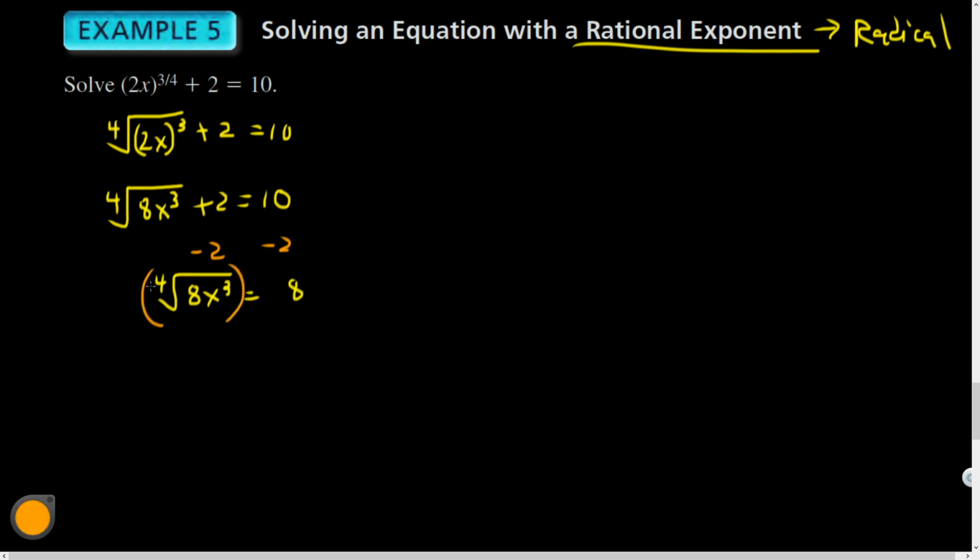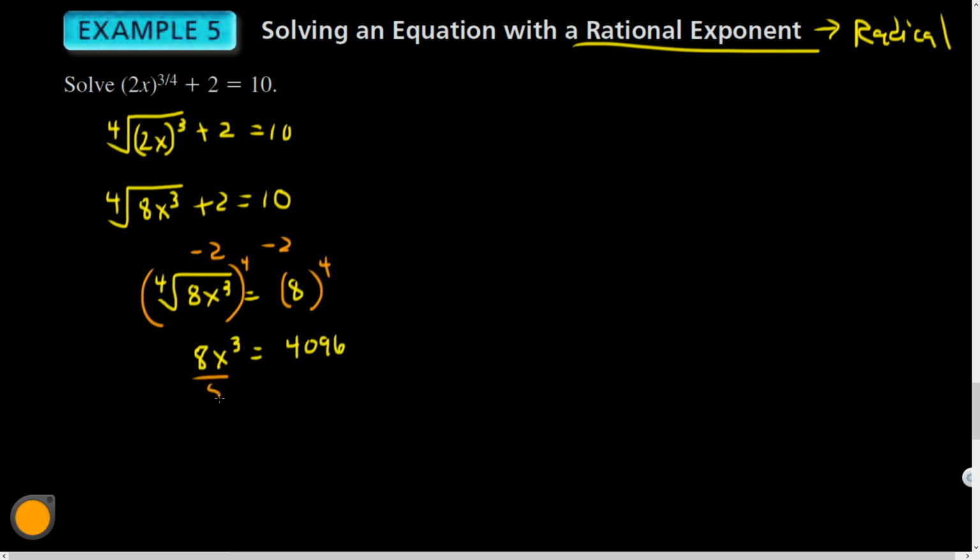So how do I get rid of a fourth root? Well, raise it to the fourth power. Raise both sides to the fourth. And so 8 to the fourth power, I'm reaching for my calculator. 8x cubed equals 4096. Any 2048 fans out there?